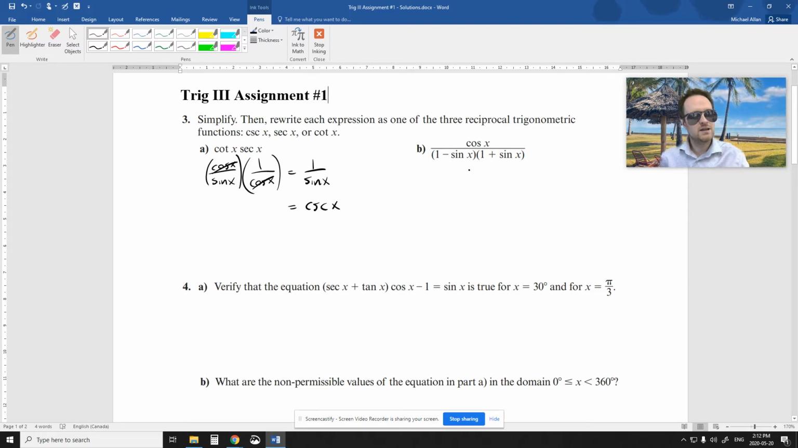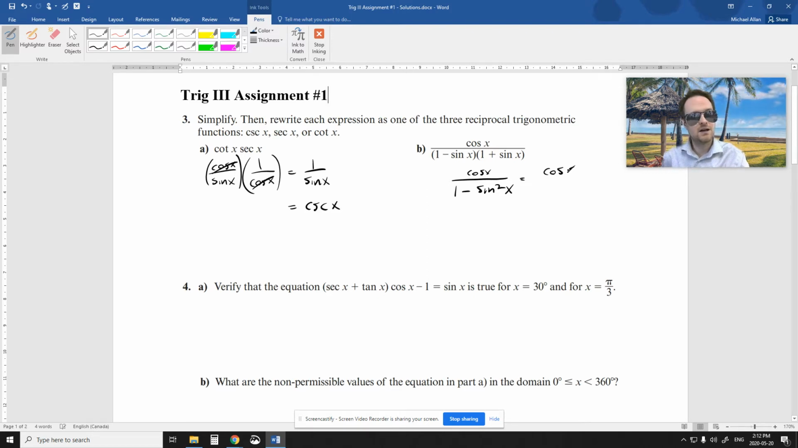So for this one, I'm going to multiply the bottom piece, and the reason I'm multiplying the bottom piece is because it's a difference of squares. So it'll end up being this at the end after you do the whole distributive property. There are 4 terms there, but 2 of them will cancel out.